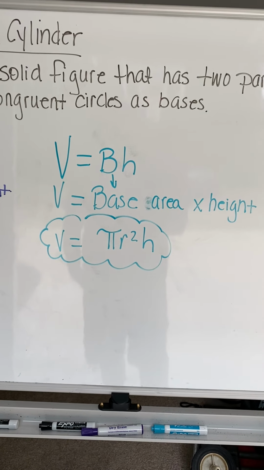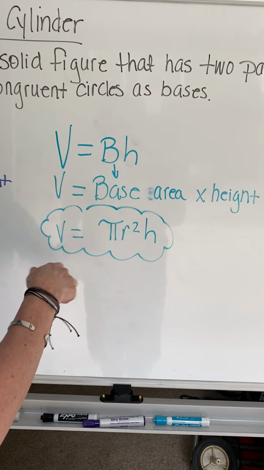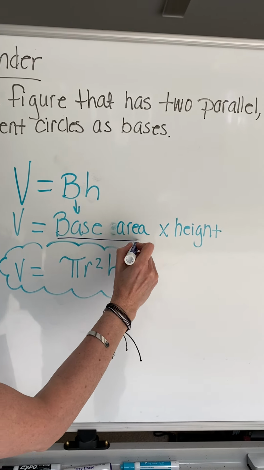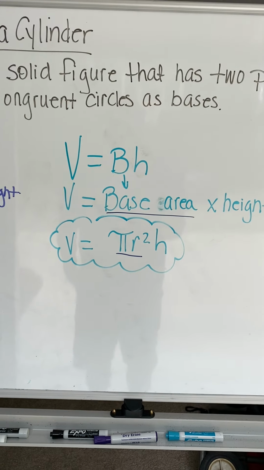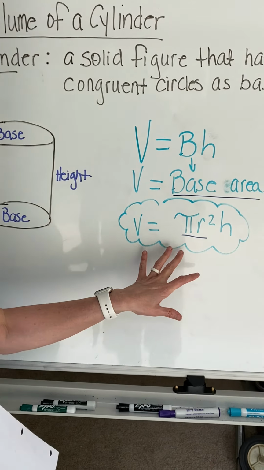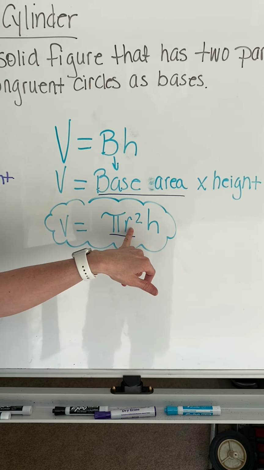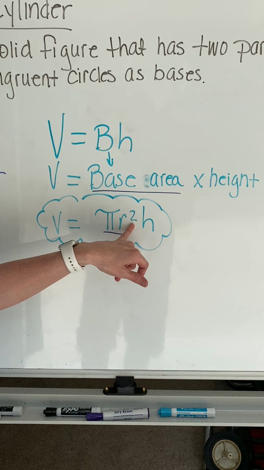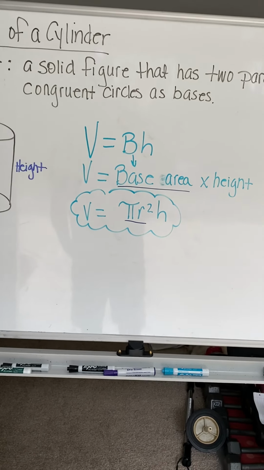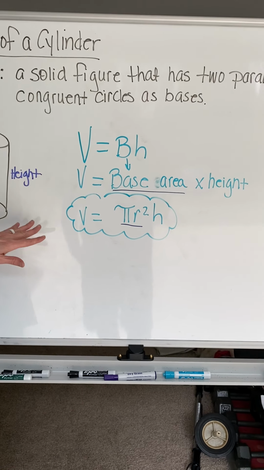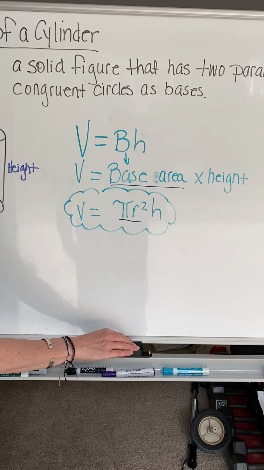Now, the base of a cylinder is a circle. So how do you find the area of a circle? The area of a circle is defined as pi r squared. So our formula to find the volume of a cylinder is going to be pi r squared times h, where pi is just pi, r stands for the radius, so you square that, and then you multiply it times the height. All you really need to be able to do for this section is know what the formula is, drop the numbers into the formula where they go, and then use your calculator to multiply it out.